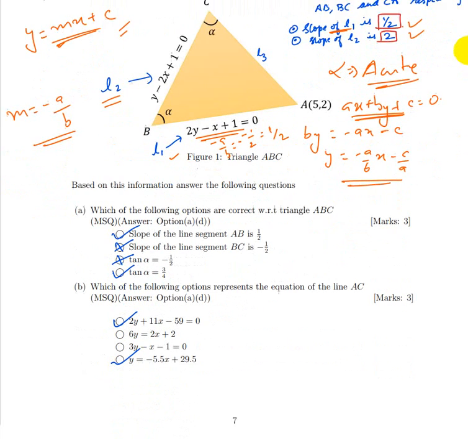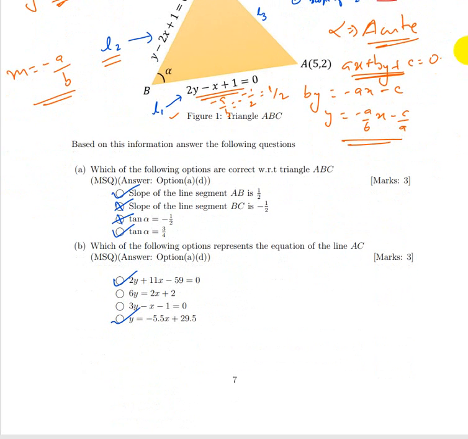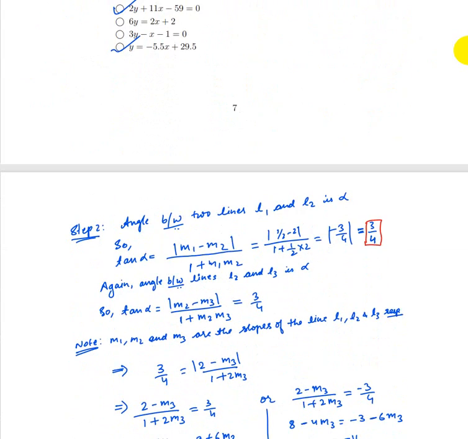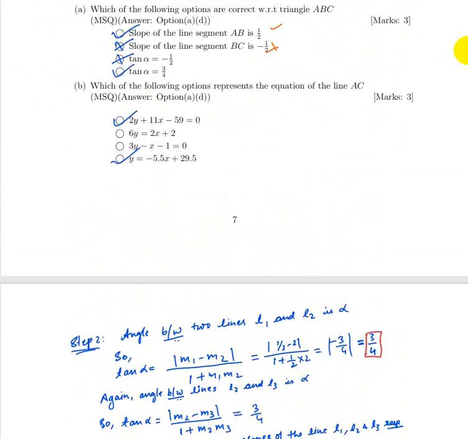So let us check which of the following options are correct. Slope of line segment AB is half, which is correct. Slope of line segment BC is not minus half or minus 1 by 2. So this is wrong. Tan of alpha. Yes, let's proceed to find the angle.